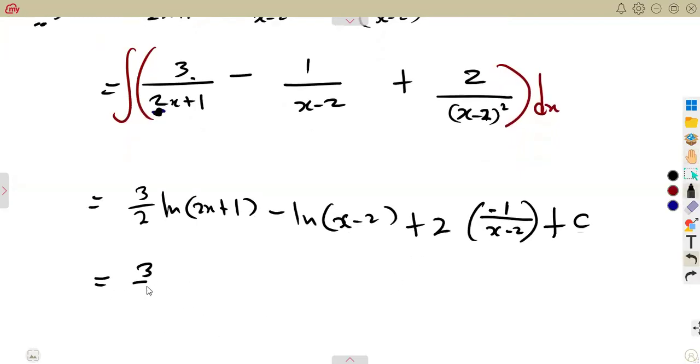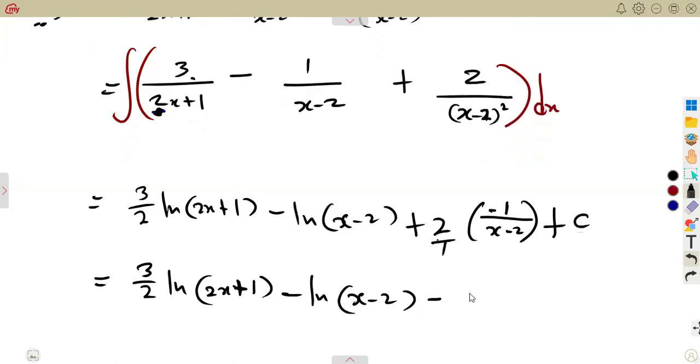So that's it: 3 over 2, the ln of 2x plus 1, minus the ln of x minus 2, plus, that's minus there, 2 times the negative, because this is the same as over 1. So it's minus 2 over x minus 2, plus the constant of integration. So that is it. With this part, you are done.